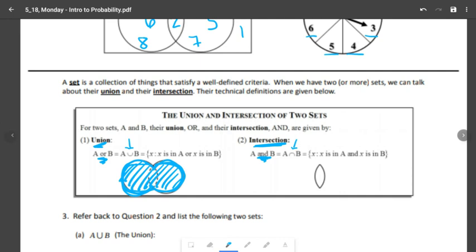Whereas the intersection, which we use the word and or an upside down U to represent intersection. Think about an intersection of 2 roads. It is where the roads overlap. So the intersection is the part of the circles. See, there's the rest of our circles. It is the part of the circles that overlap each other. That is their intersection.